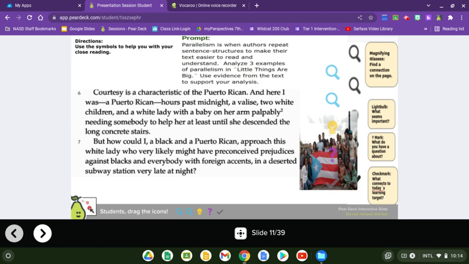Courtesy is a characteristic of the Puerto Rican. And here I was, a Puerto Rican, hours past midnight, a valise, two white children, and a white lady with a baby on her arm, palpably needing somebody to help her, at least until she descended the long concrete stairs. But how could I, a black and a Puerto Rican, approach this white lady who very likely might have preconceived prejudices against blacks and everybody with foreign accents in a deserted subway station very late at night? Please take a moment to annotate this page.